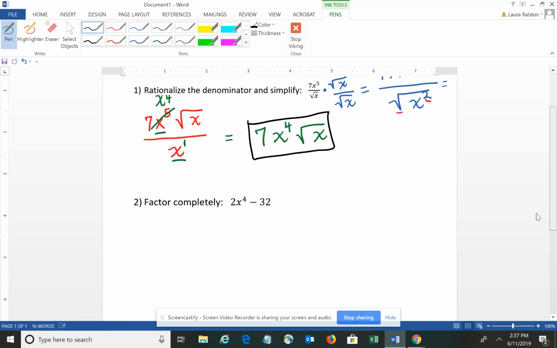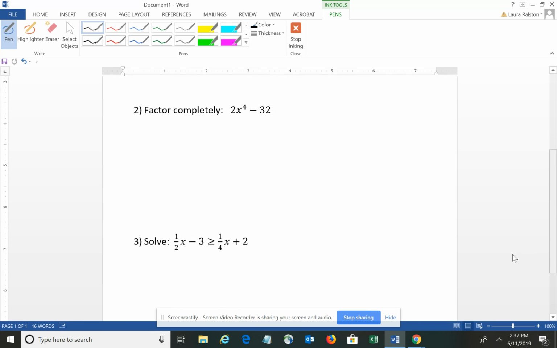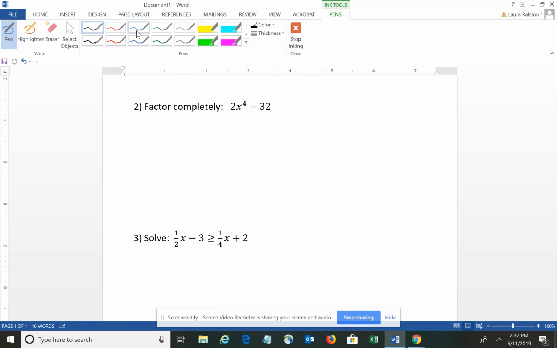The second question that about half of you missed has to do with factoring. And I think in some cases, maybe you were just in too big of a hurry, you weren't paying attention, and you missed a step. Remember, the first step whenever you're going to factor is you want to look for the greatest common factor. And in this case, you do have a greatest common factor of 2. So the first thing I'm going to do is factor that out. So I'm going to factor out a 2, or divide everything by 2, which leaves x to the fourth minus 16.